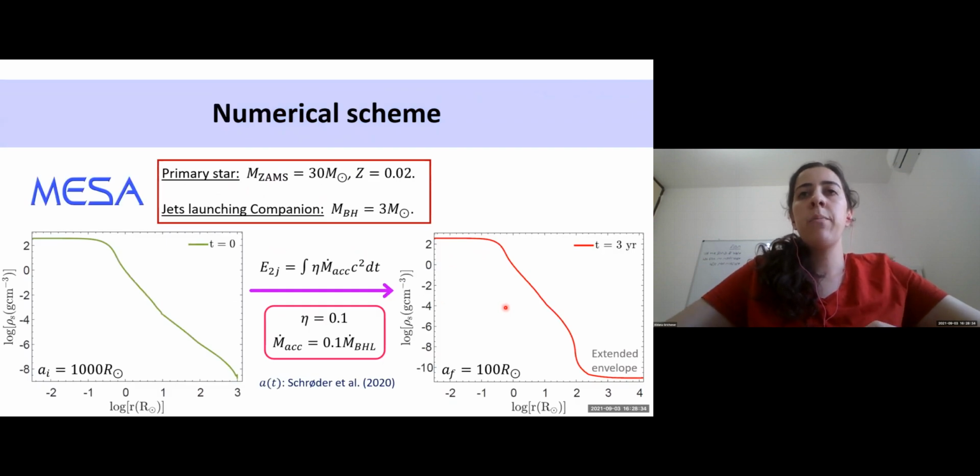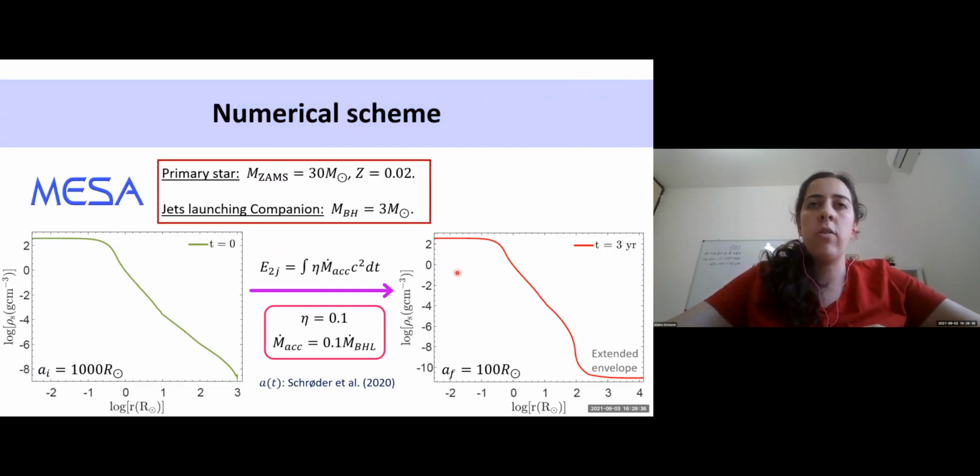In order to test our model, we use the stellar evolution code MESA, and we evolved a 30 solar mass star from the zero-age main sequence until it reaches a radius of about 1,000 solar radii. At this point, we assume that a black hole of 3 solar masses is swallowed by the red supergiant, and from the moment that the black hole is swallowed, it starts launching jets that deposit their energy inside the envelope of the red supergiant.